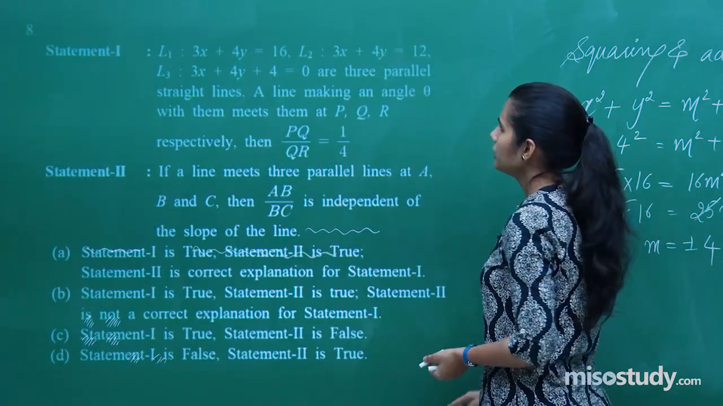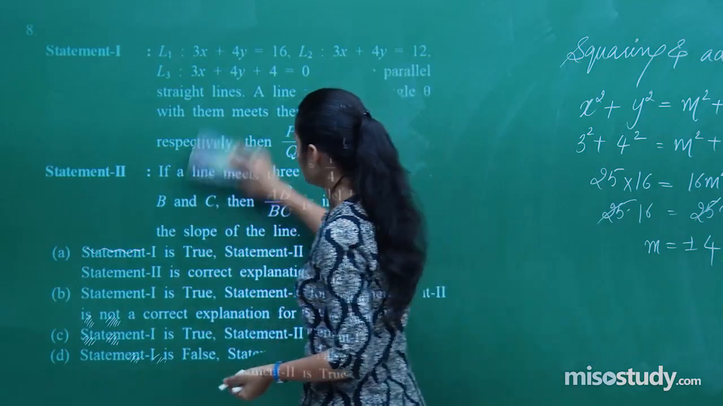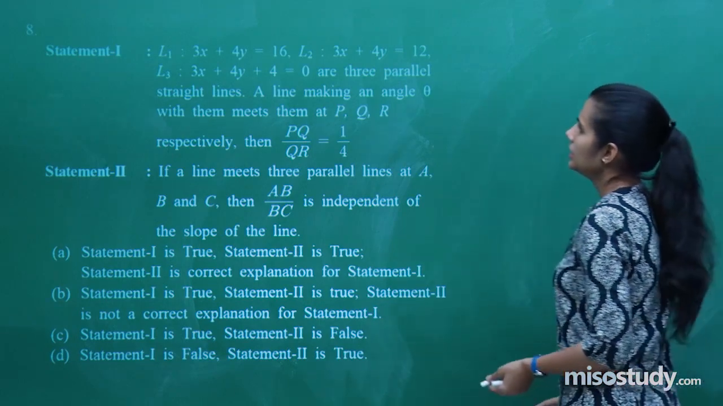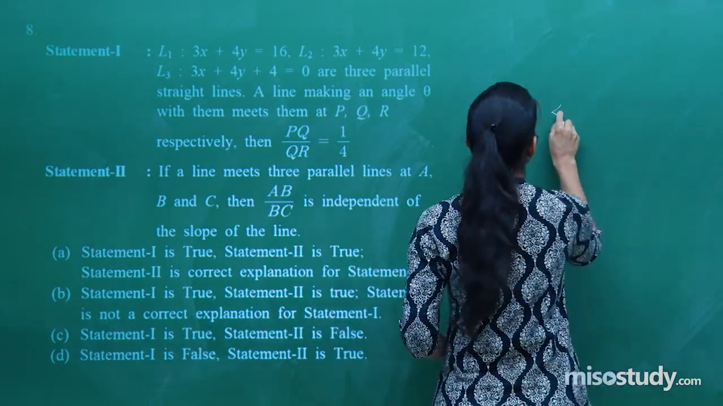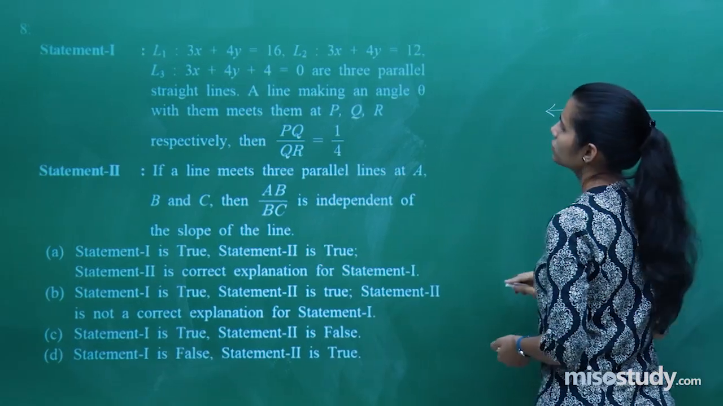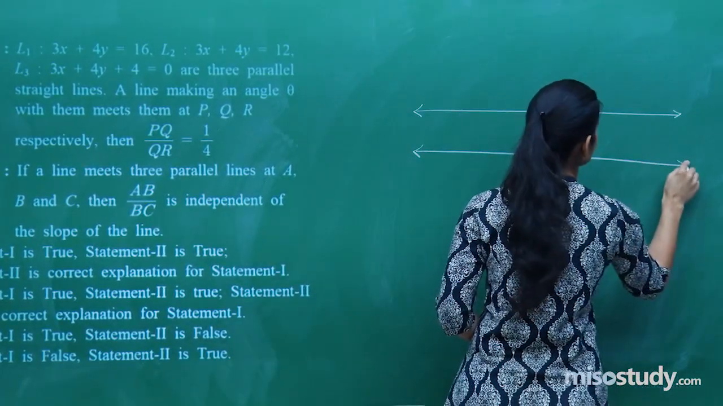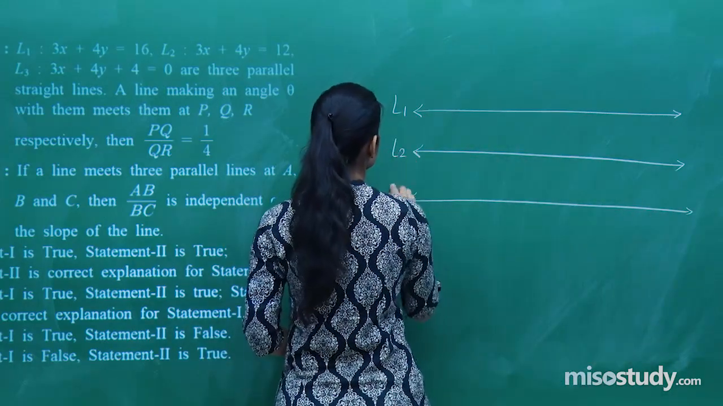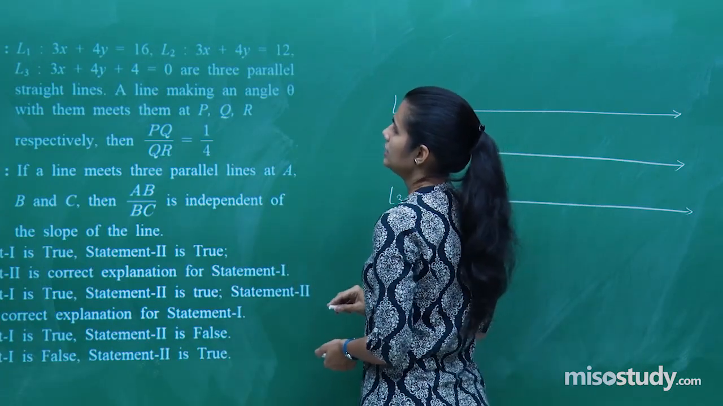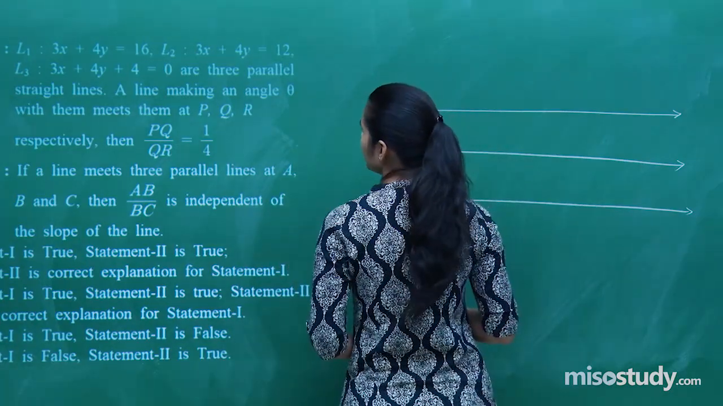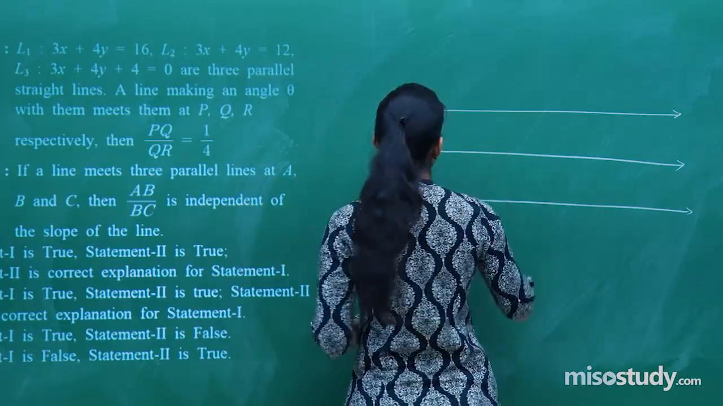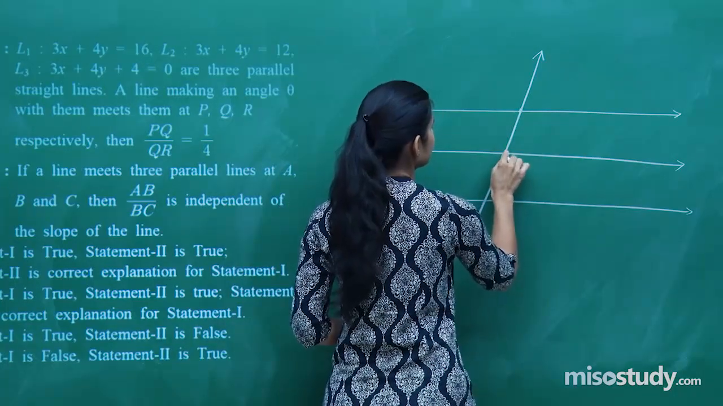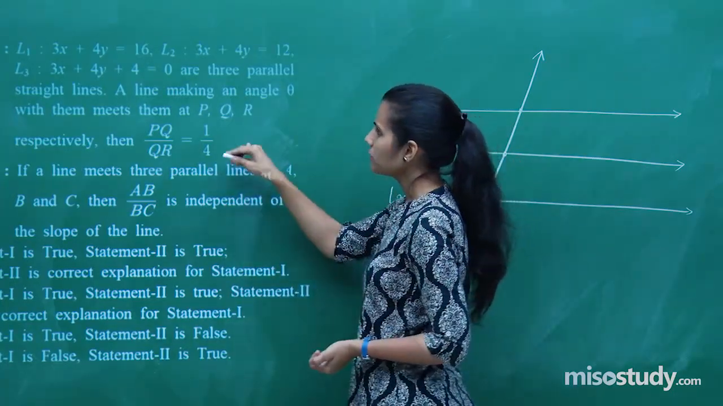Moving to the next one, we have a statement 1 and a statement 2. What is it saying? Let's try to understand. There is line L1, line L2 and line L3. L1, L2, L3, they are all three parallel lines. So this is L1, L2, L3. A line makes an angle of theta with them and intersects them at P, Q, R respectively. So clearly there is some line which is intersecting these lines. Now see, there is a statement 1 and statement 2 given.